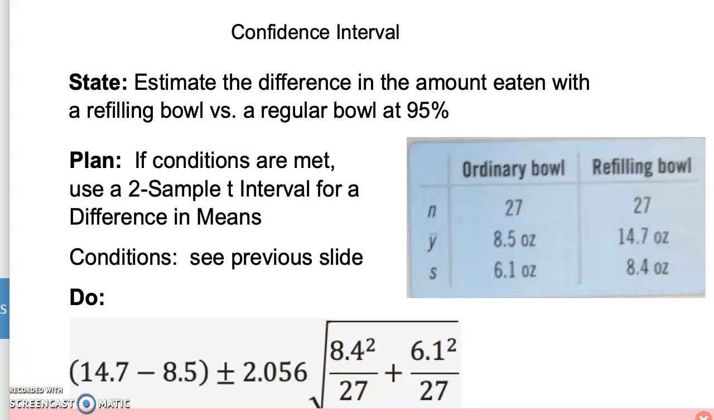So for the do step, here is our formula. Actually, I think I have the calculator down below. So here's the formula: the difference in the sample means plus or minus 2.056. Recall where that comes from. We're doing inverse t. And inverse t for a 95% confidence interval, the area would be 1 minus 0.05 divided by 2, which would be 0.025. And then we use n minus 1. In this case, which n do we use? We use the smaller of the two n's minus 1. So 27 minus 1 would be 26.